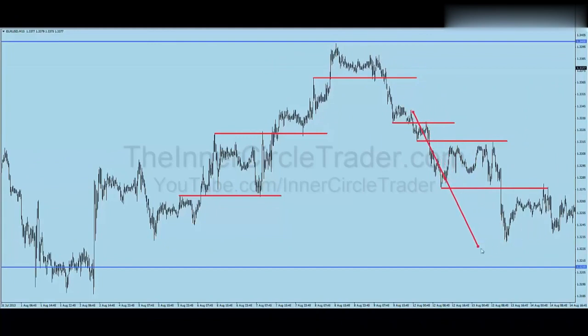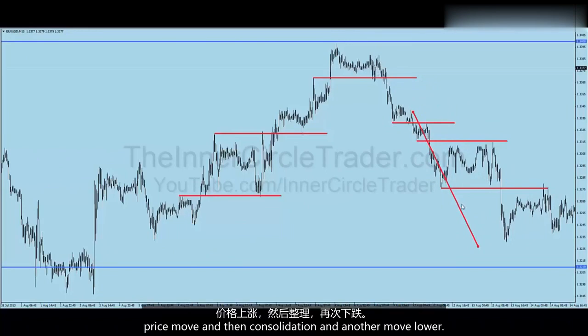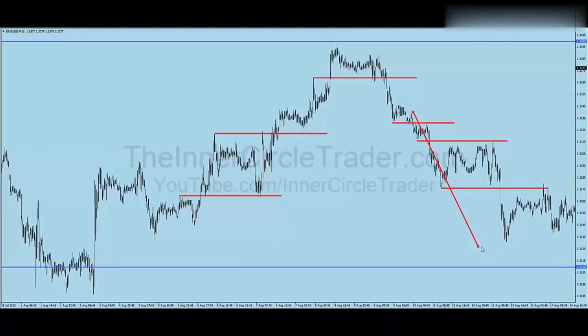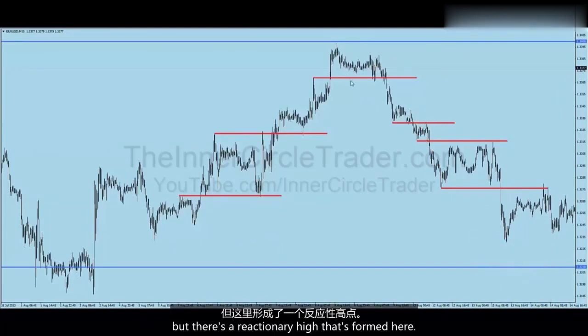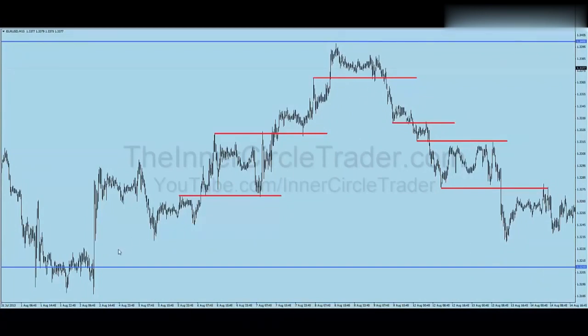Okay, you can see the second leg here. We have a price move, then consolidation, and another move lower. So that's the second leg. There are two phases up and two phases down, but there's a reactionary high that's formed here. They rally price up and then they sell off.